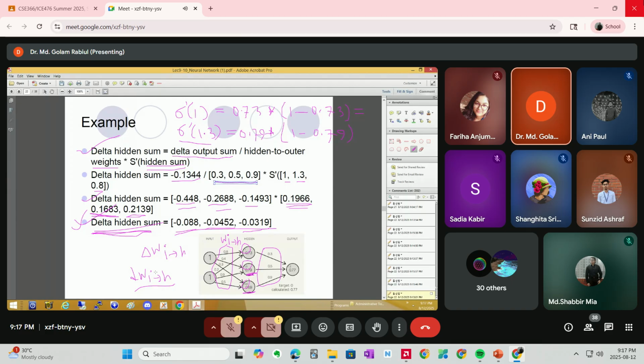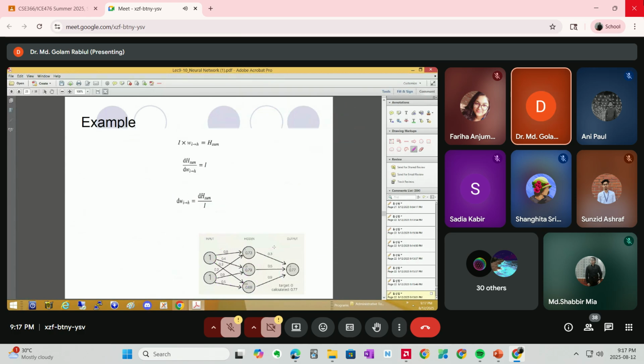Now, as I already mentioned, actually we need to find out the delta WIH, but we have to do it in two steps. The first step is done. That is delta hidden sum. We have already calculated the delta hidden sum, the rate of change of the hidden sum with respect to the error. Now, what we have to do? We have to do a little extra. So utilize this equation, which we have already utilized to find out the hidden sum.